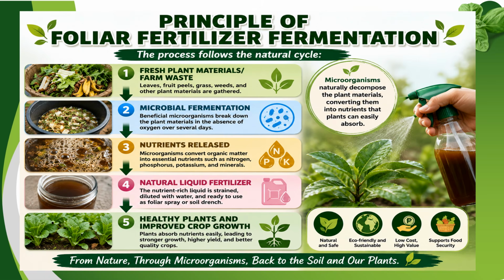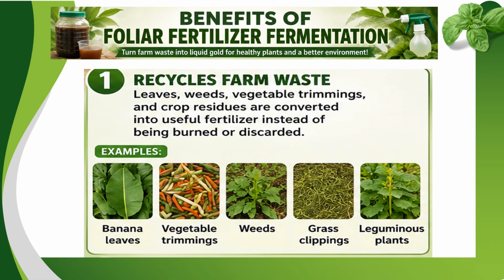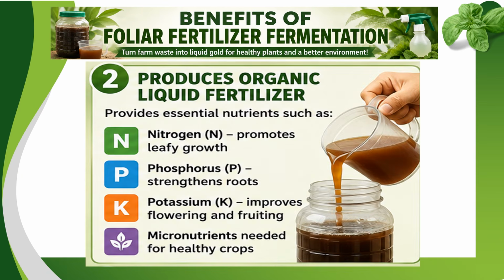The principle of foliar fertilizer fermentation. The process follows this natural cycle, in which the microorganisms naturally decompose the plant materials, converting them into nutrients that plants can easily absorb. Benefits of foliar fertilizer. 1. Recycles farm waste. 2. Produces organic liquid fertilizer that provides essential nutrients such as nitrogen, phosphorus, potassium, and micronutrients needed for healthy crops.